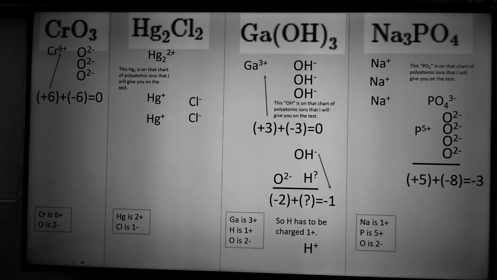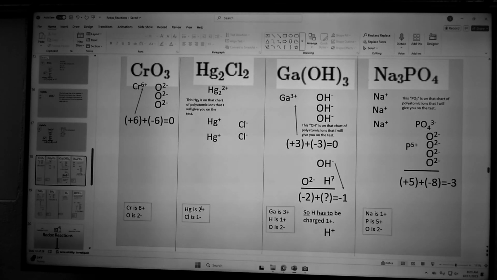This one, if you just split these out, this Hg2 2+ is on that polyatomic ion list that I'll give you on a test. But if you split that out, you've got 2 Hg+. So if you split that out, you're going to have a plus on one Hg and a plus on another Hg. And the chlorine, those are just the chloride ion. So you've got a +1 for mercury and a -1 for chlorine. There's a typo there. It should be one.